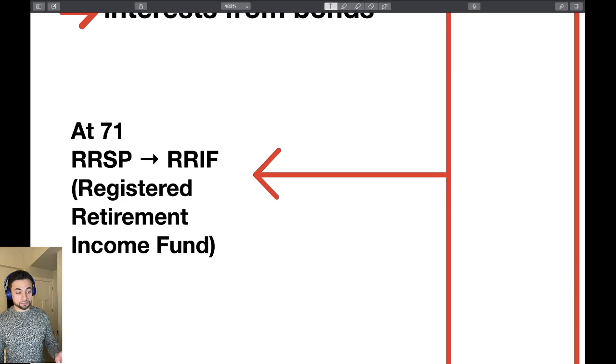But the benefit with this is that at this time in your life, you're not going to be making as much money as you were during those years when you were growing that account, which then allows you to pay lower taxes on those funds.